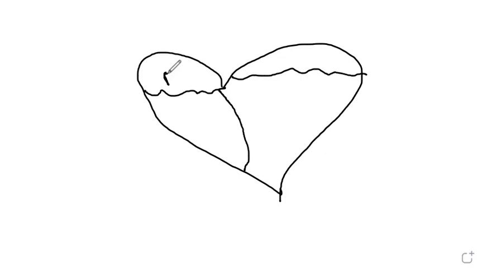So this would be the right side. This is the right atrium, and this is the right ventricle. This is the left ventricle and the left atrium. There's a vessel associated with each of these chambers.